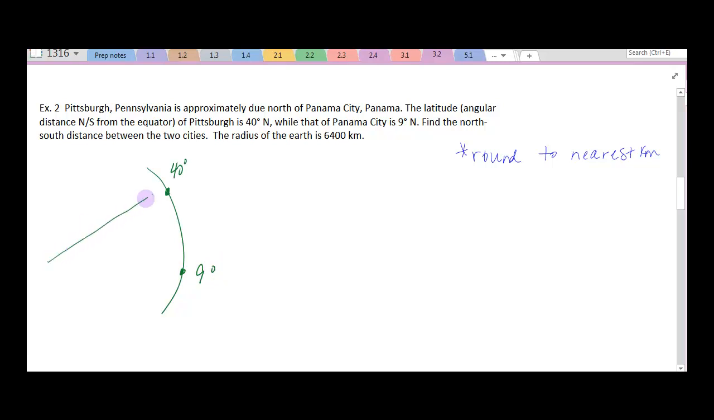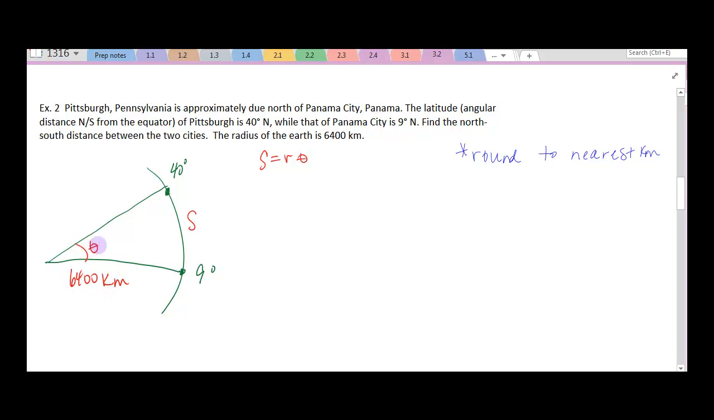And the distance between these two cities, since they lie on a circle, would be considered the arc length. So I'm actually finding what the arc length is between these two values. Now we know that when I talk arc length, I have to know the radius and I have to know theta. The problem here is giving me the fact that the radius of the earth is 6,400 kilometers.